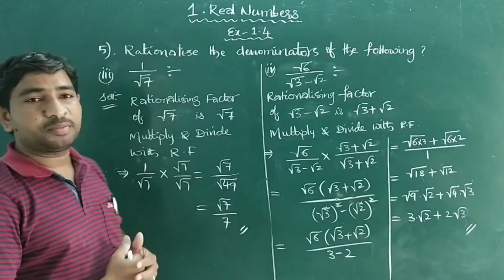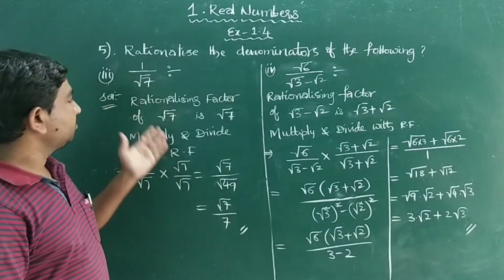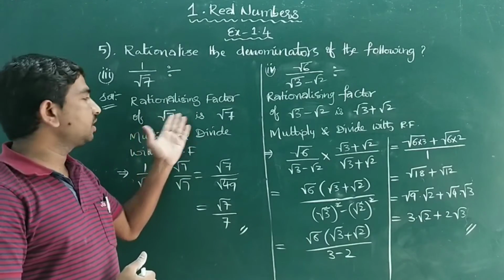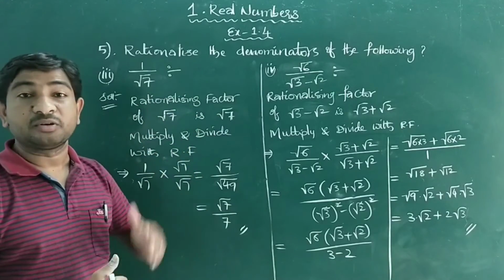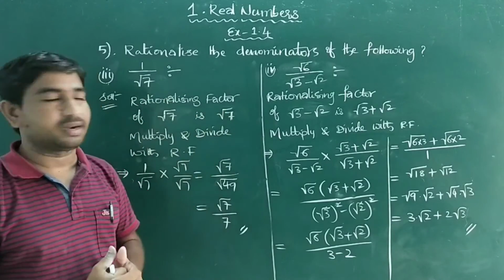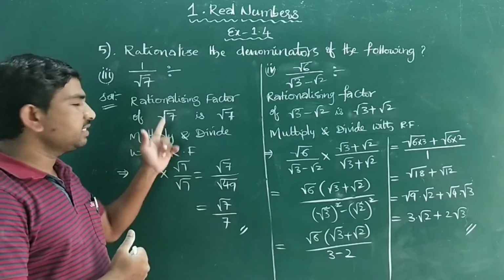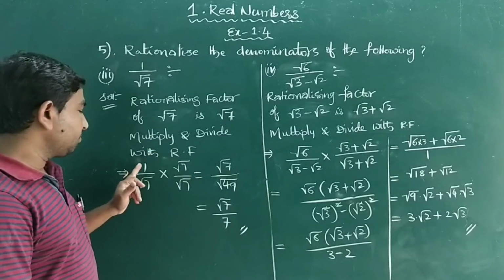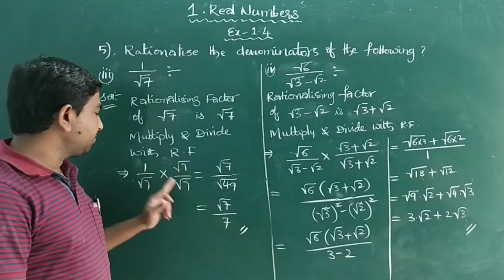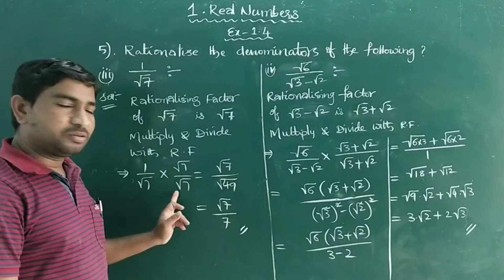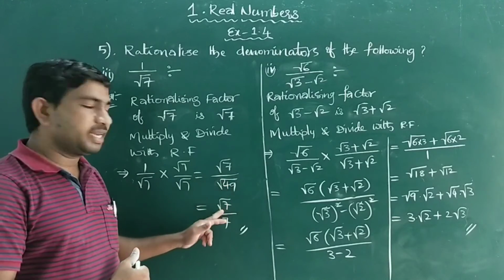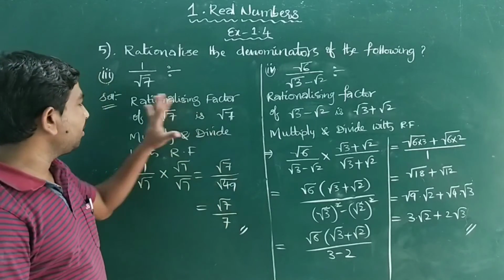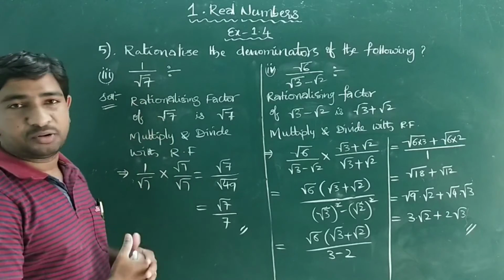Next, the third problem: 1 by root 7. The rationalizing factor of root 7 is root 7 only. Why? Because if you multiply root 7 into root 7, you get root 49, and the value of root 49 is 7, which is a rational number. So multiply and divide with this rationalizing factor root 7. 1 by root 7 into root 7 by root 7. 1 into root 7 is root 7. Root 7 into root 7 is root 49, which can be written as 7. So the final answer is root 7 by 7. This is the rationalized form of 1 by root 7.